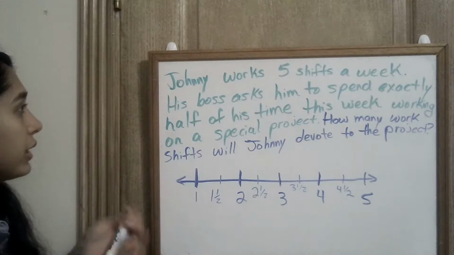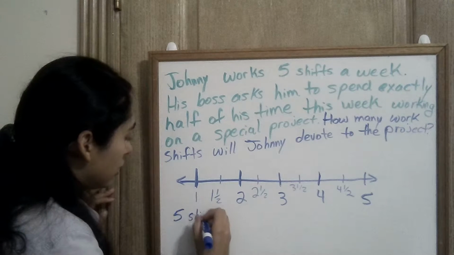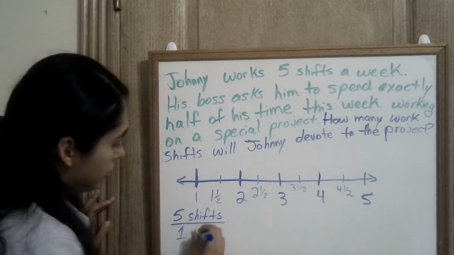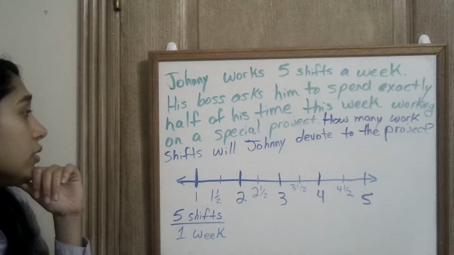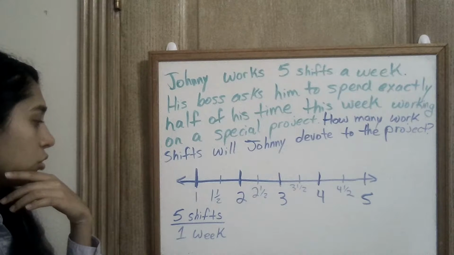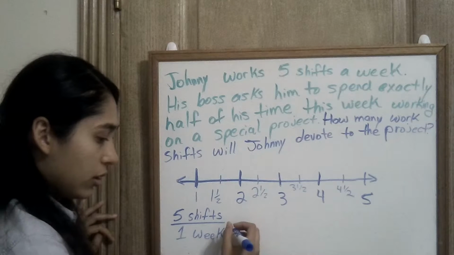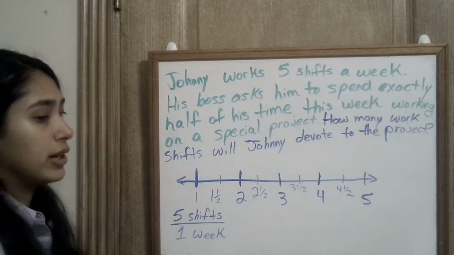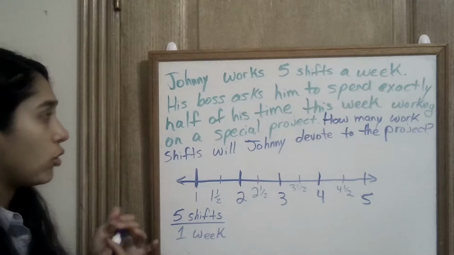We have 5 shifts per week. 5 shifts a week, 5 shifts per week, it means one and the same. And per week, I'm talking about a single week. And now we're talking about half of his time. So half of his time is essentially going to be half of his shift. So we can multiply it by 1/2, or we can divide by 2, which is essentially the same as 1/2. Let me show you both ways.